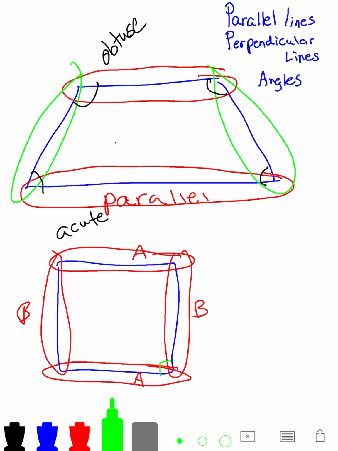And there are right angles in all four corners, which means I have perpendicular lines. So these two are perpendicular, and these two are perpendicular to each other. You'll have to see if you can find some other perpendicular lines within this square. Now for my angles, because they're all 90 degrees, they have 4 right angles within a square.